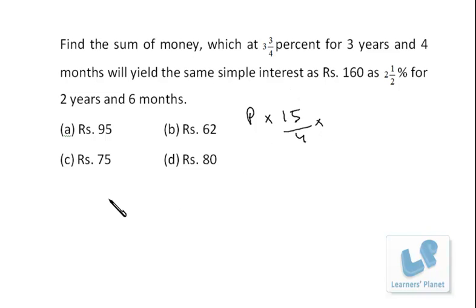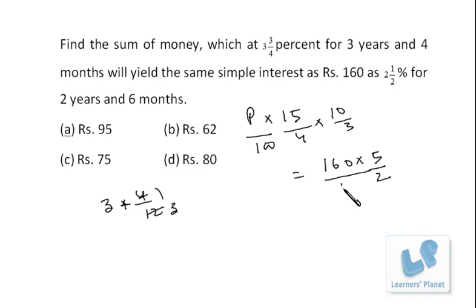3 years 4 months, that means 3 plus 4 by 12, that is 3 3s are 9 plus 1, 10 by 3 years, by 100 is equal to 160 into 5 by 2% into 2.5 years, that is 5 by 2 years. Okay, now we just have to calculate P. It's a very simple problem.